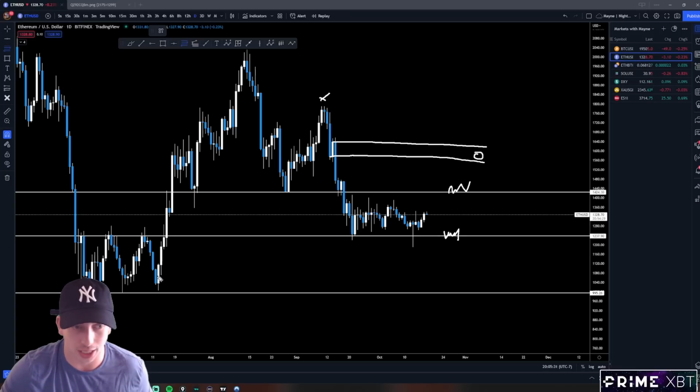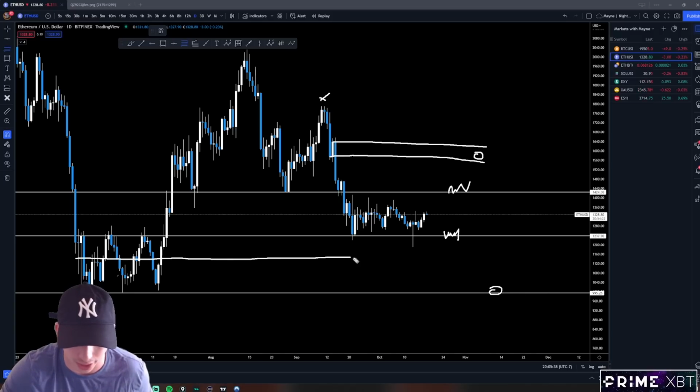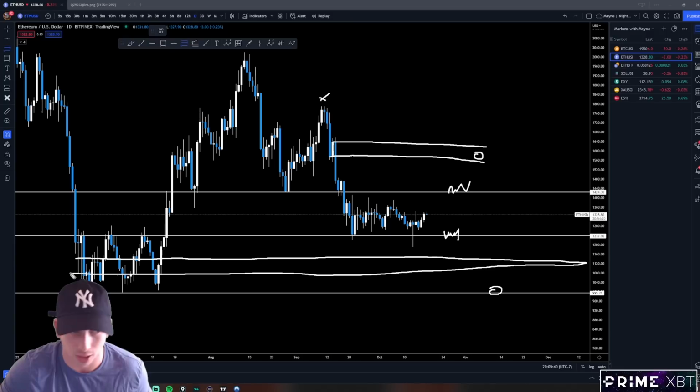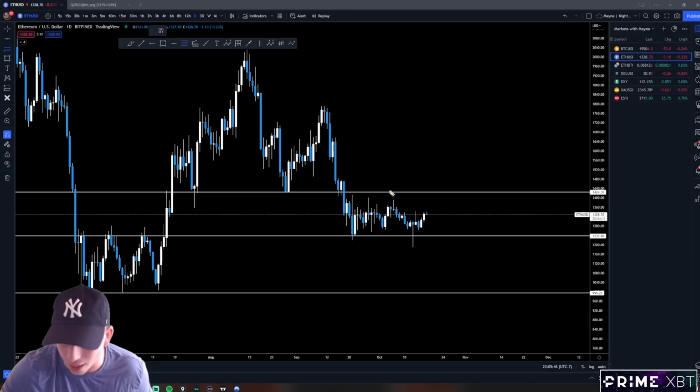Below here, I think we probably trade back towards this range low, around $1,000. You could draw the mid-range here, I guess, which would be what, 1100? That would be similar, right? Target 1, target 2, target 1, target 2. That would be kind of my thoughts. But for now, choppy, not the best PA.